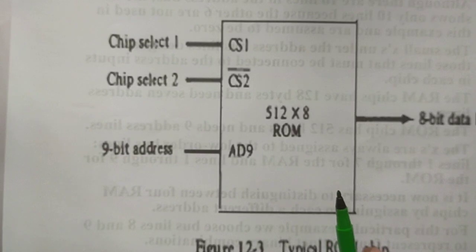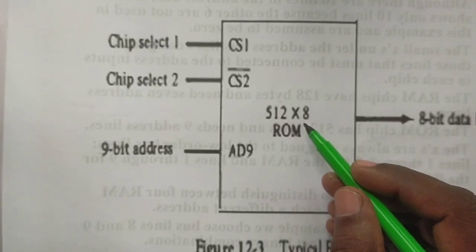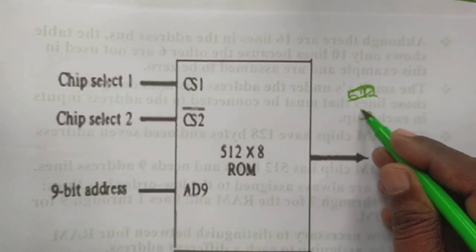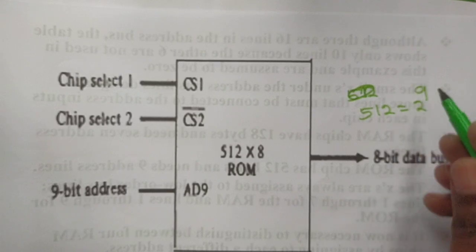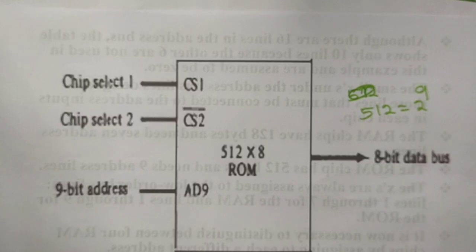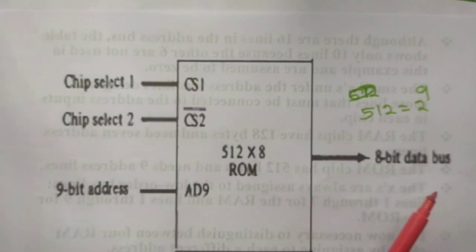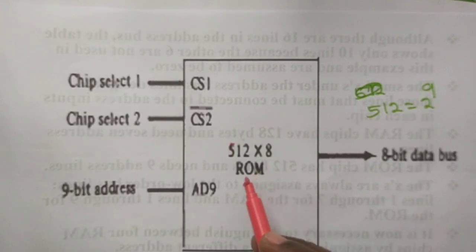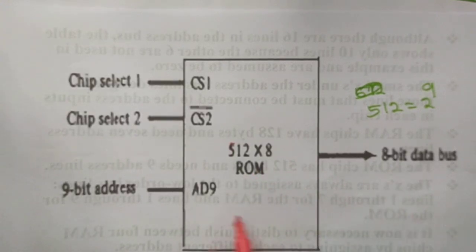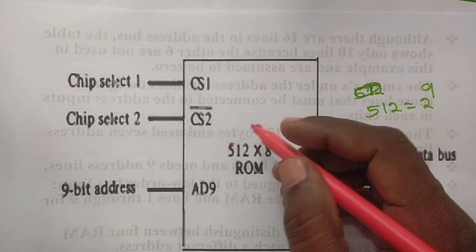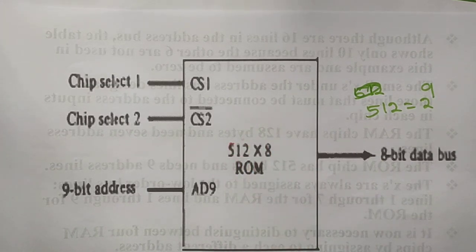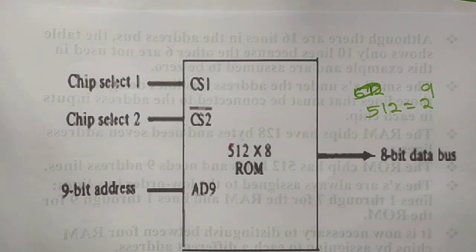If we go through this, if the ROM is designed, for example 512 into 8, so what does 512 mean? 512 means 2 to the power 9, so a 9 bit address is required if the ROM contains this size 512. With 512 into 8, an 8 bit data bus is required, but a 9 bit address is required for ROM if the size of the ROM is 512 into 8.